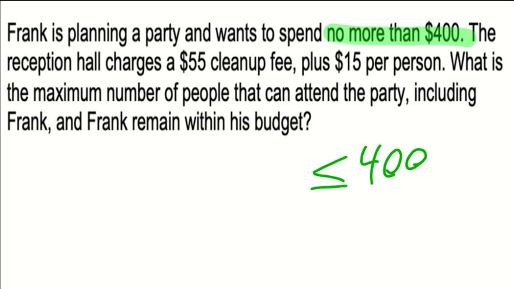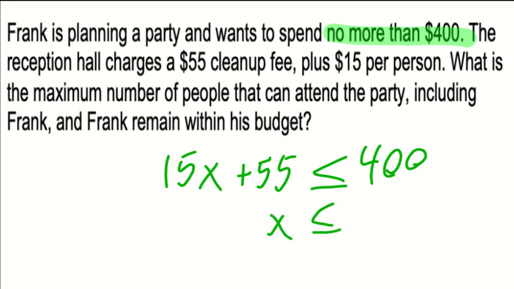Then we got $15 per person, $55 cleanup fee. He's going to be charged the $55 no matter what. So we got $15 per person. I'm just going to put X on it. And we got the $55. So that's the inequality we're looking for, basically. So you would subtract 55 from the 400, you would divide by 15, and you get your X less than or equal to 23.